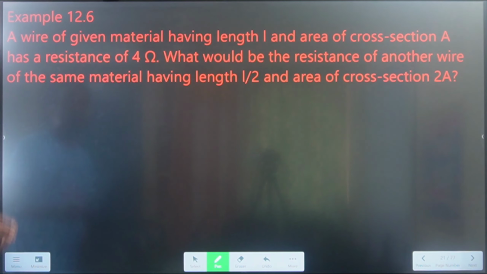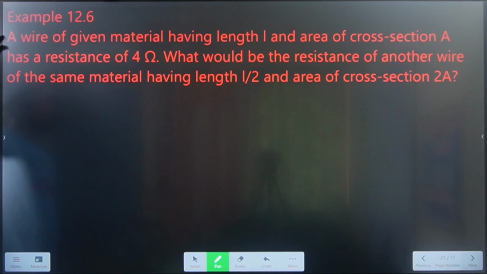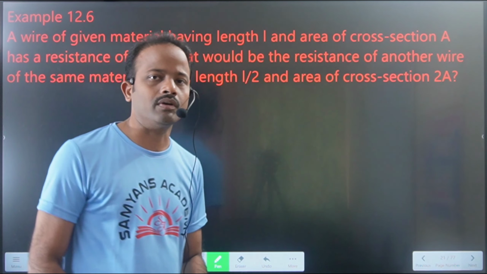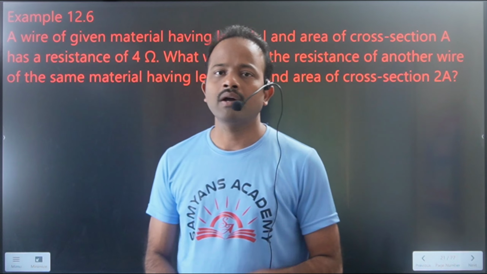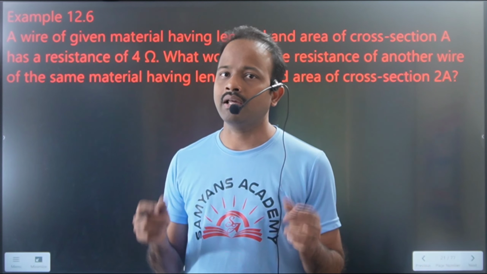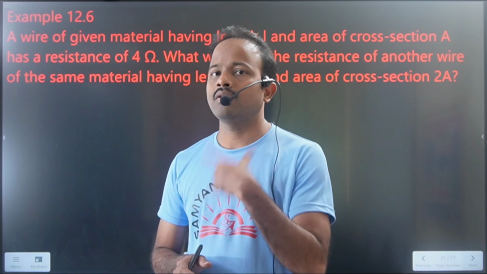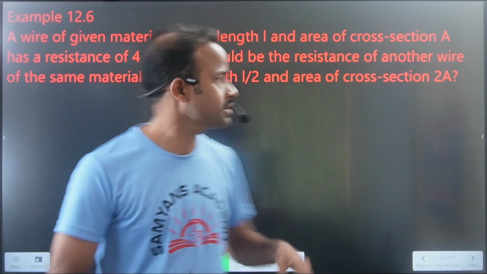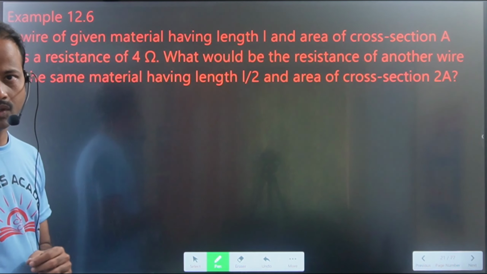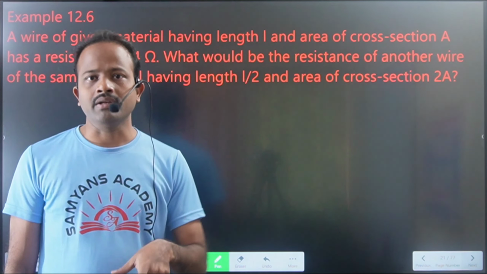Here we have a wire of given material having length L and area of cross section A has a resistance of 4 ohm. What would be the resistance of another wire of the same material having length L by 2 and area of cross section 2A? Okay, you are taking the two wires. One wire is having the length L and area of cross section A. Then the wire has a resistance of, as they have given, 4 ohm. Okay, you are taking the same material of the wire.